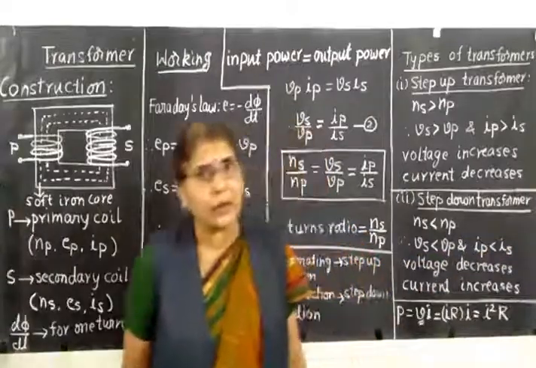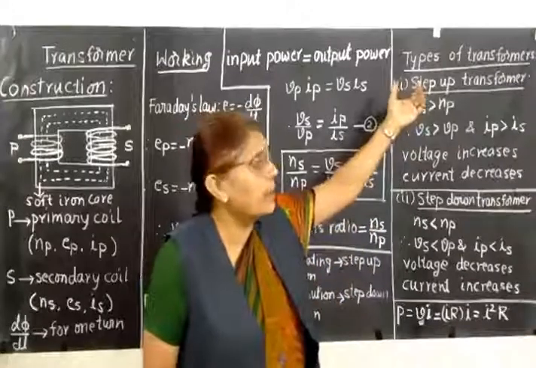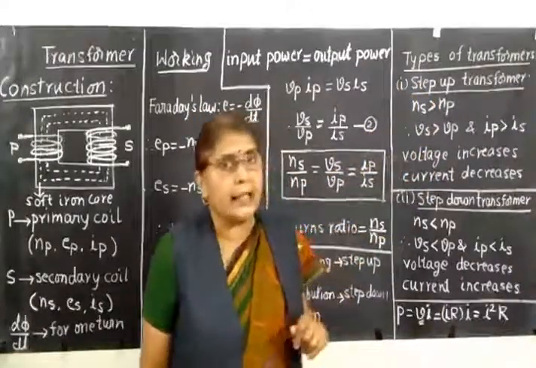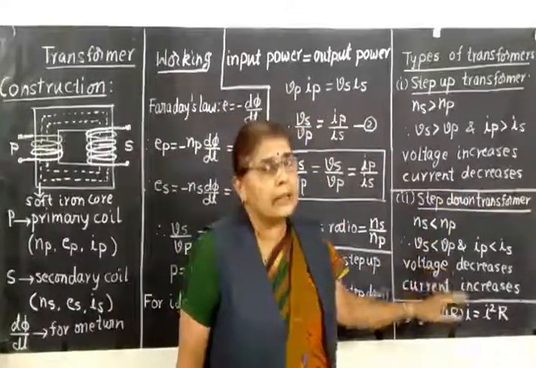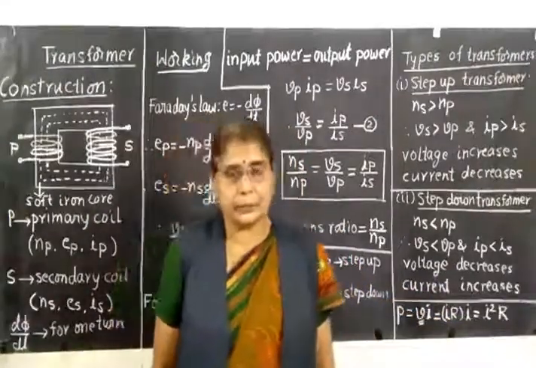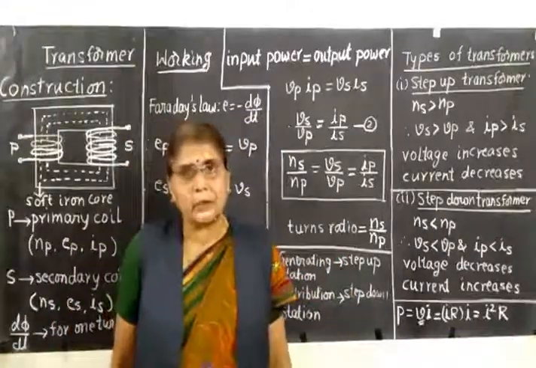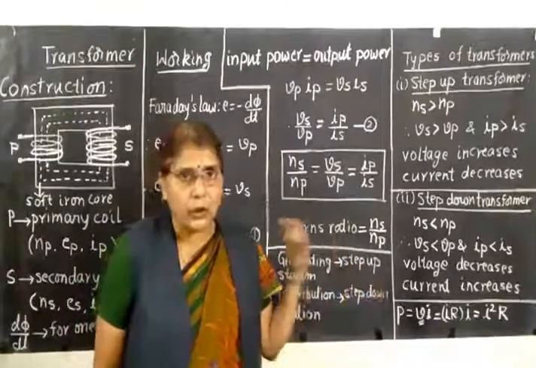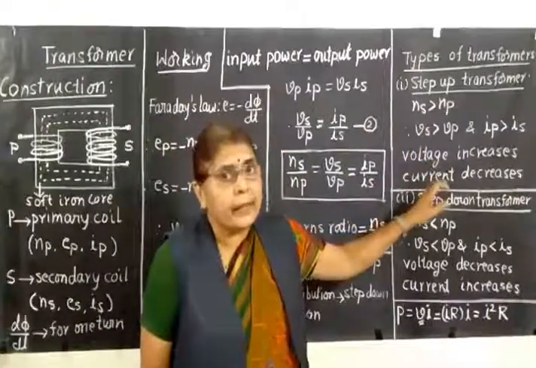So we have two types of transformer based on the turns ratio. One type is the step up transformer, in which voltage increases and current decreases. Another is the step down transformer, in which voltage decreases but current increases. Now, where are these transformers used? At the generating station, where electricity is produced by a generator, a step up transformer is used. Here the voltage will be increased and the current will be decreased.